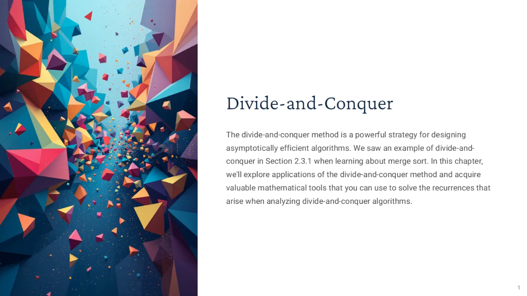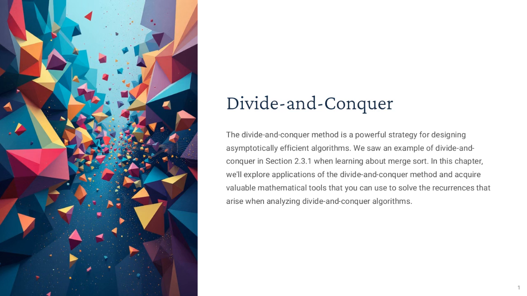The divide and conquer method is a fundamental approach for creating efficient algorithms. It involves breaking a larger problem into smaller subproblems, solving these recursively, and combining their solutions to address the original issue. A classic example is merge sort, where the array is divided, sorted in smaller chunks, and merged back.